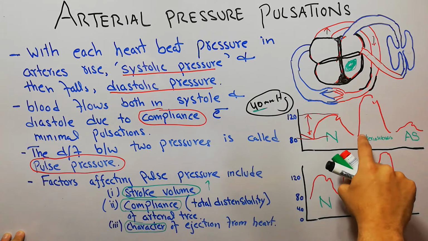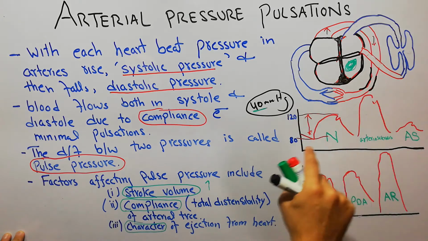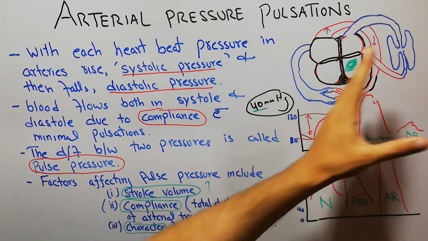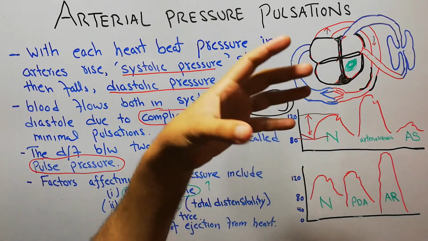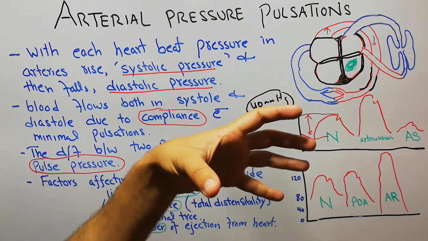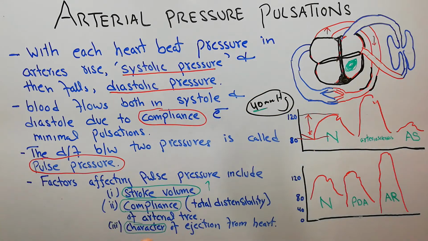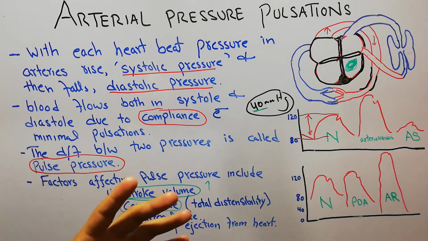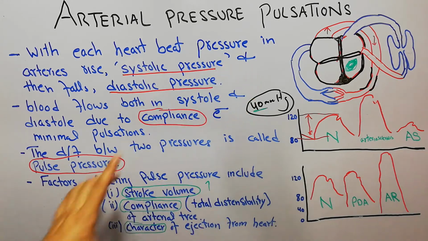But in arteriosclerosis we have seen that it goes more than 120, so the pulse pressure is going to increase more than 40, because the vessels have become hardened, the walls of the blood vessels are stiff, and they are not accommodating the blood, they are not able to dilate easily. Because compliance, stroke volume and character of ejection are important factors, here in arteriosclerosis the decrease in compliance, the decrease in distensibility, is leading to increased pulse pressure.